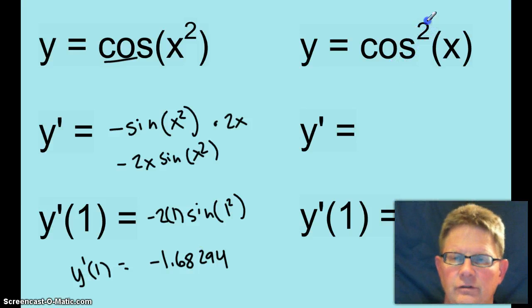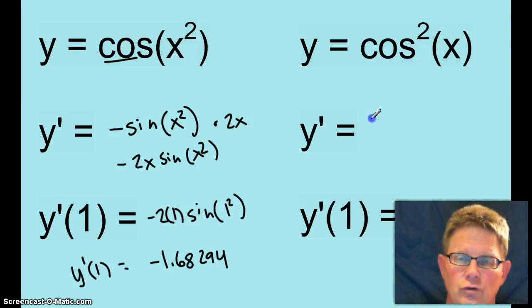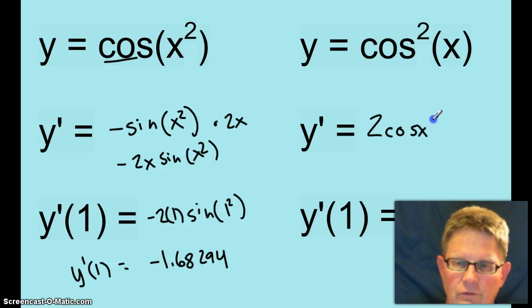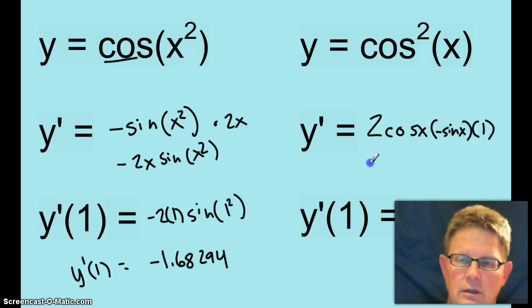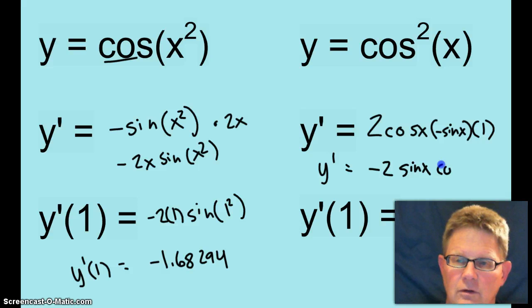Now the outside function is the squaring, because this means cosine x times cosine x, cosine squared x. So first take care of the squaring part first. 2 cosine of x. Now let's take care of the middle function, which is cosine x, negative sine x. And now we'll take the derivative of the inside, x, times 1. So that would be y prime equals, clean it up, negative 2 sine x cosine x.